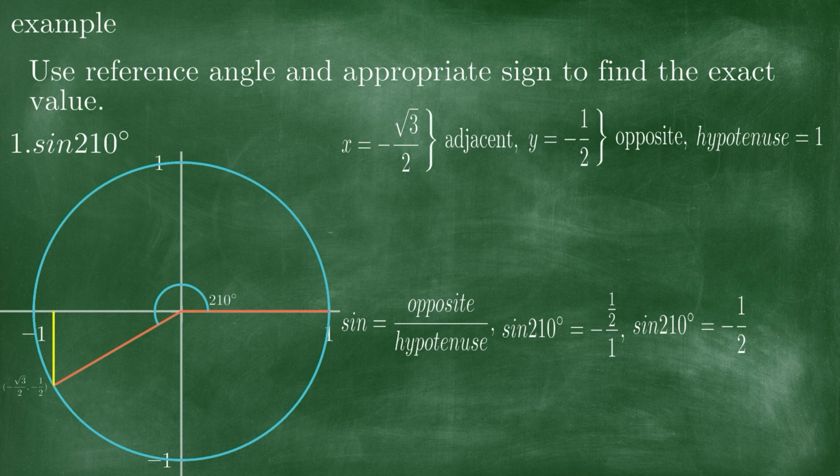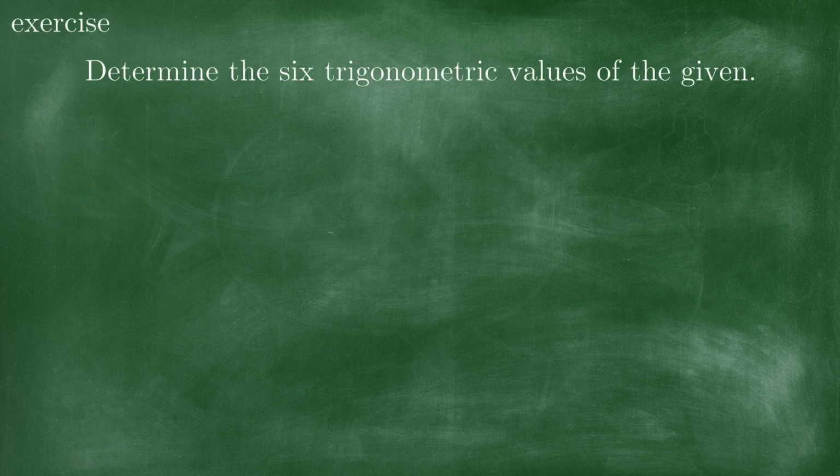That's all for our examples. Now let's try this exercise. Determine the 6 trigonometric values of the given. Theta is equal to 120 degrees. Again, the first step is to locate and determine the coordinate point of the given angle. You are given 5 seconds to answer what is asked. Are you ready? So, what is sine 120 degrees?